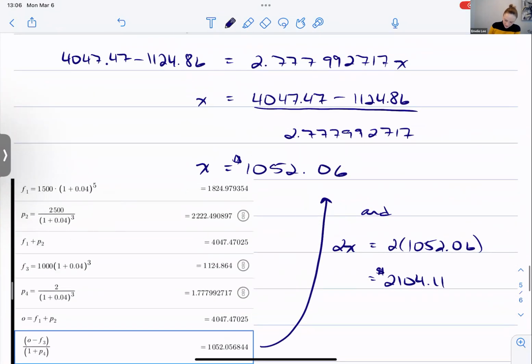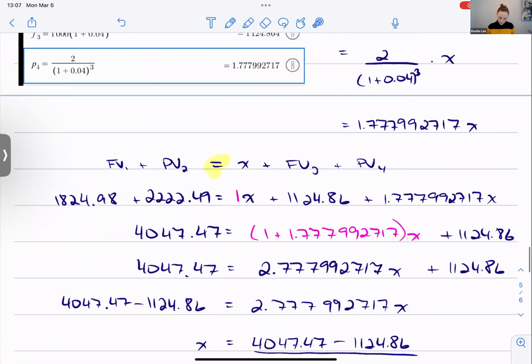So that means that this amount is what they would need to pay. Doug, I guess, would need to pay 1.5 years from now, and 2104.11 3 years from now, in order for those all to be equivalent.